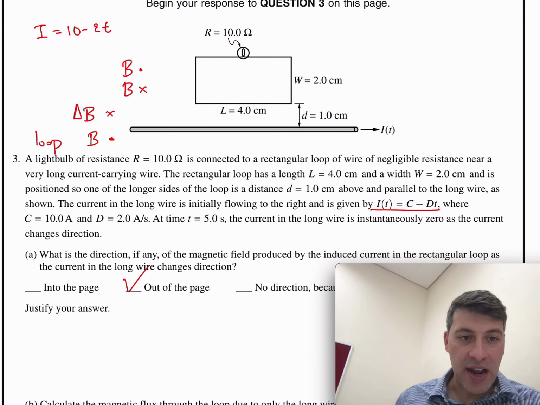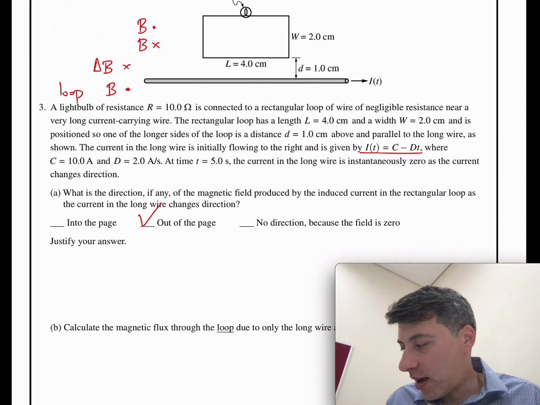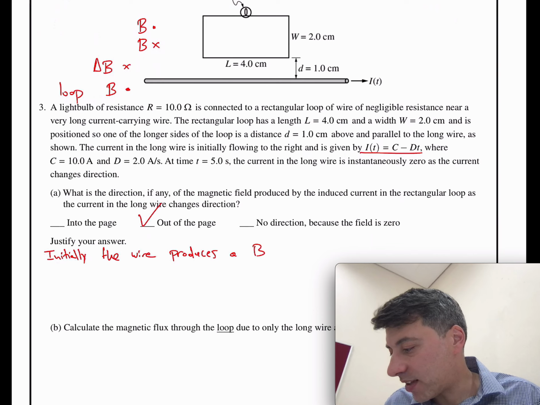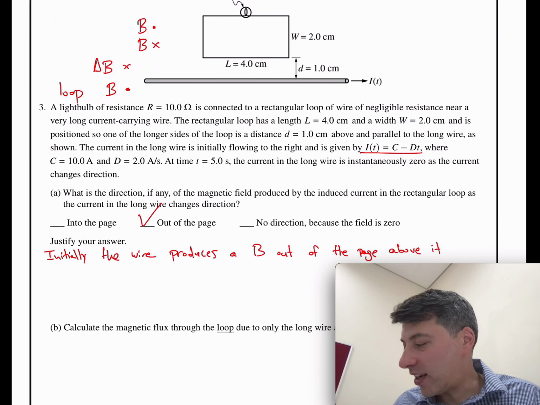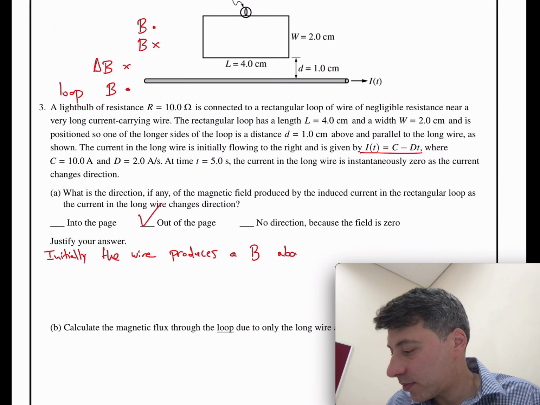So this is our answer, and in order to justify this, we need to mention that initially the wire produces a magnetic field, as we said, out of the page. Actually I need to change the wording a little bit here: the wire produces a magnetic field above it, out of the page.